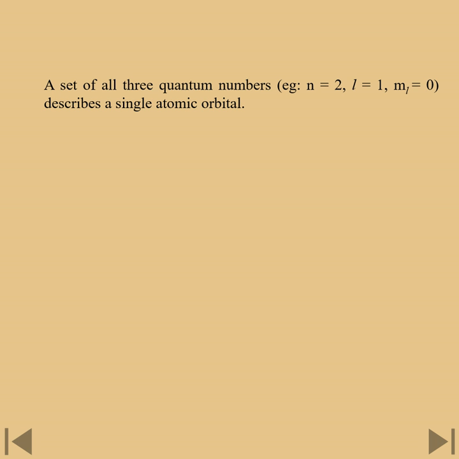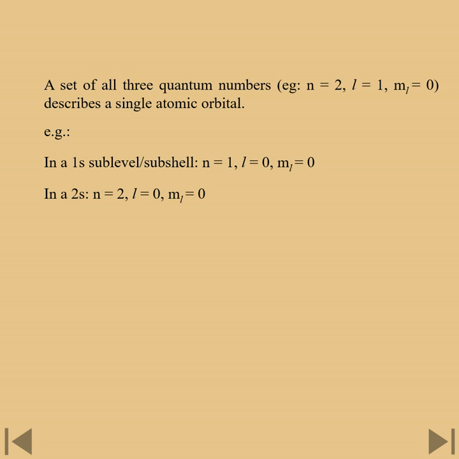Now do note that all 3 quantum numbers describe a single orbital. So for example, when n equals 2, l equals 1, and m sub l equals 0, well, that says that we have principal shell 2, that's what n equals 2 says. The angular quantum number of 1 says we have a p subshell, and m sub l equals 0 describes one of those 3 orbitals.